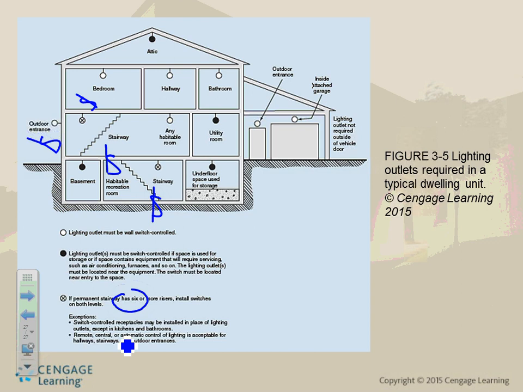Now, in the habitable room, guys, there is an exception here: remote control, outdoor. You can put remote control on these two, that's acceptable, the outdoor. You don't have to have a switch, you can have an activated sensor for the outside door that turns on and off by itself. That's okay.